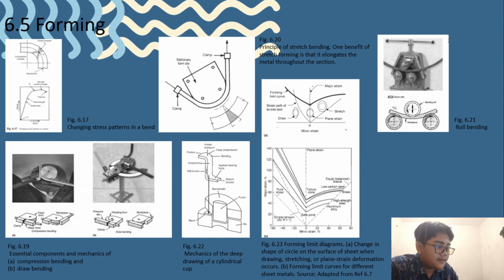Then we get to figure 6.22, which is the mechanics of the deep drawing of a cylindrical cup. Then we have figure 6.23, the forming limit diagrams. A is a change in shape of a circle on the surface of a sheet when drawing, stretching, or plane strain deformation occur, and B is a forming limit curve for different sheet metals.